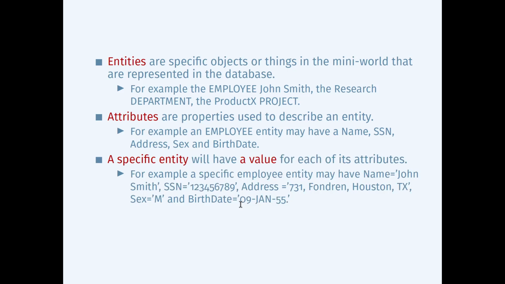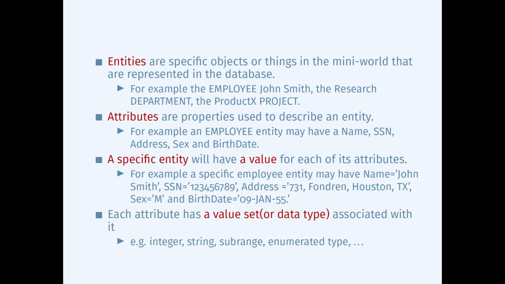And each of these entities, you have values. So for example, here we talk about the employee entity. You have name, so John Smith. You have a social security number, a number which describes his social security number. You have address component and date of birth. So these are what we call values for a particular entity.